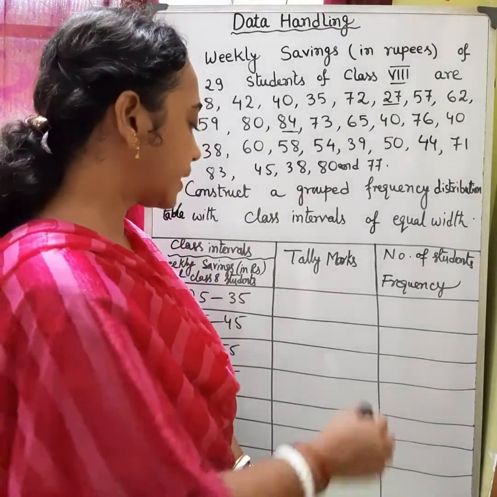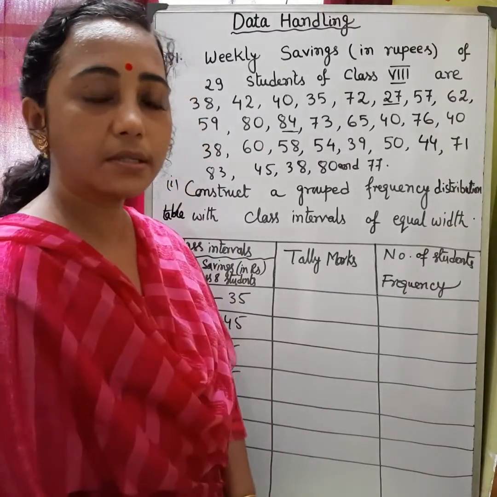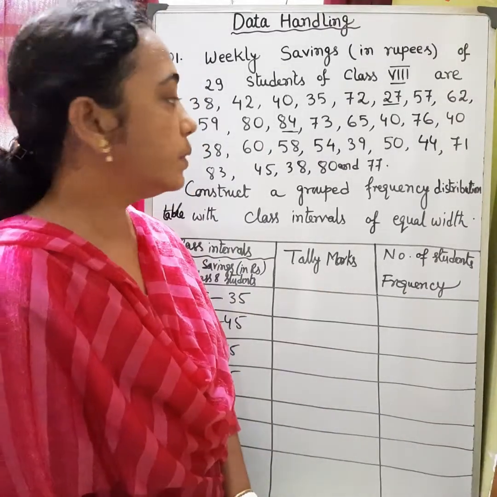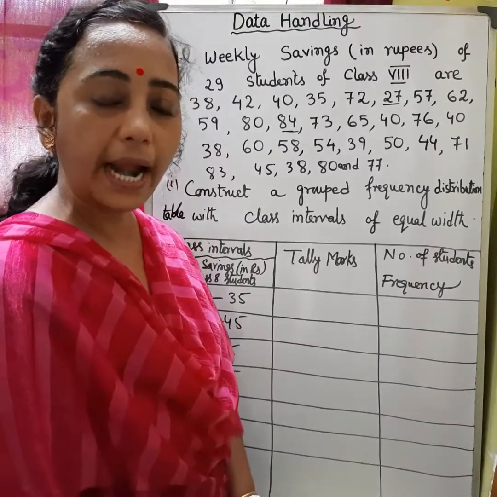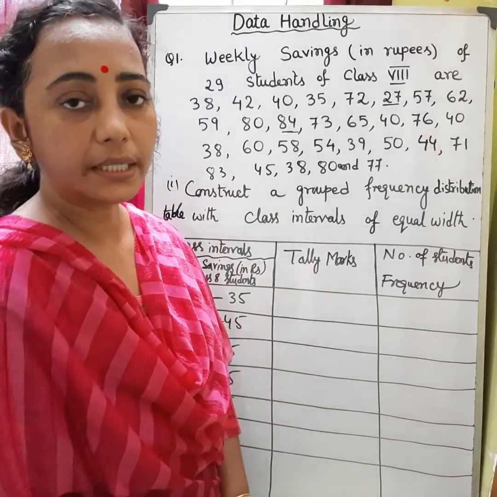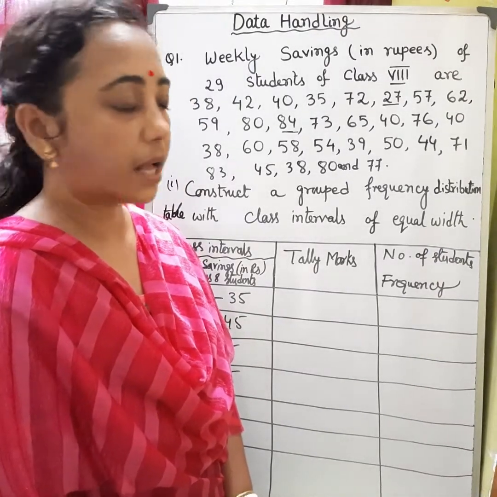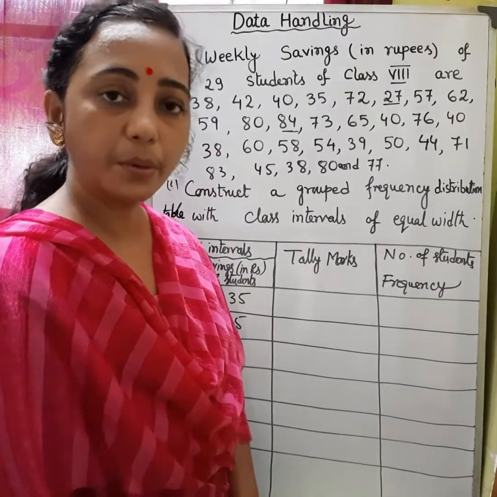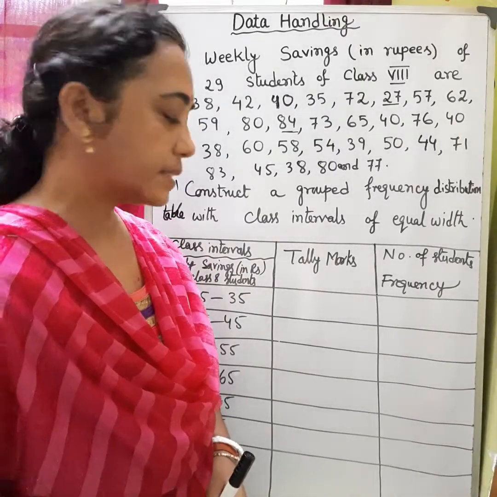Now here the second column shows the tally marks. So we take each item from the given data one at a time and put a tally mark against the class in which the item belongs. Now let us complete the table.